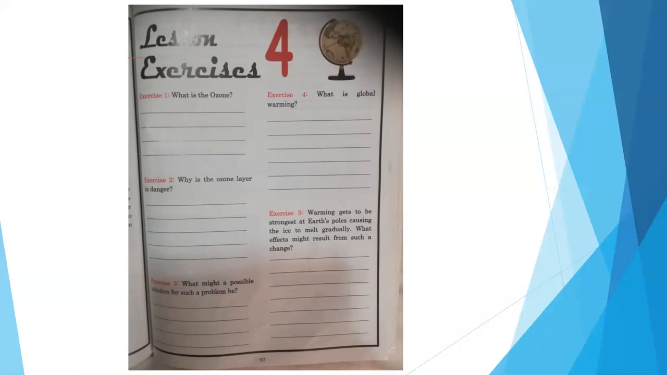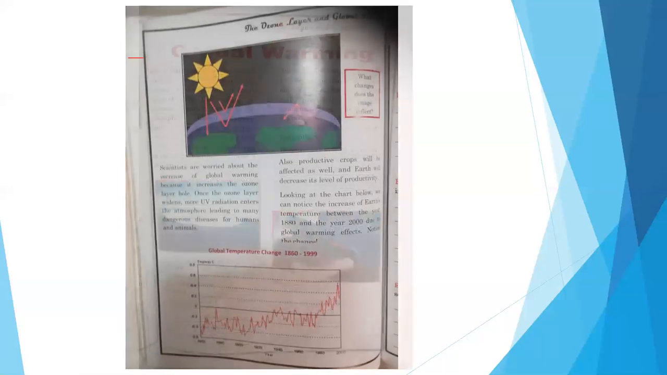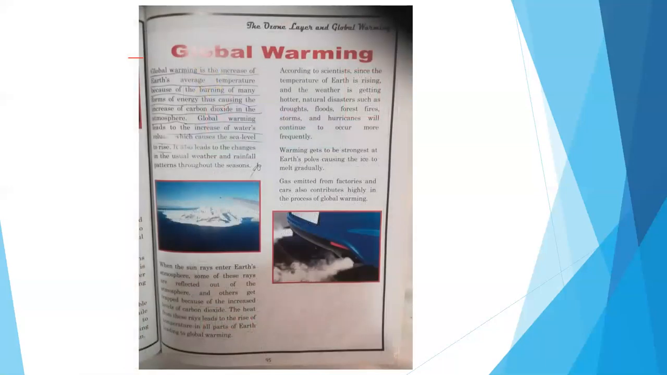Exercise 4, what is global warming? We've had a look at that, and I clearly elaborated on that for you in the previous slides. And the last question, warming gets to be strongest at Earth's poles, causing the ice to melt gradually. What effects might result from such a change? Again, if you go back, you will see your answers on this page here for that very last question.